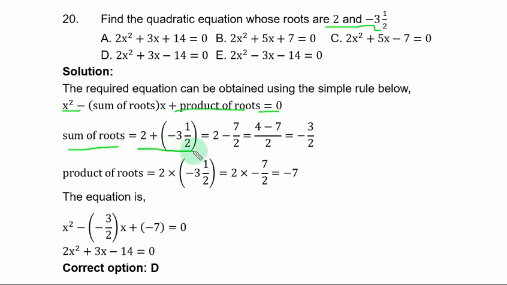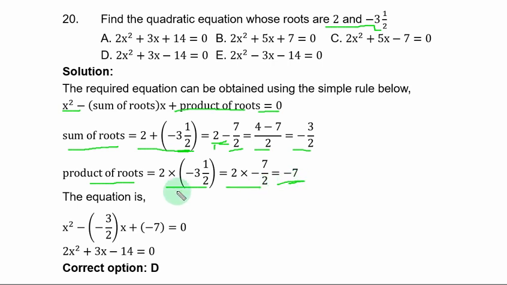So you have 2 plus minus is minus. You convert this mixed fraction to improper fraction. You write this as over 1. If you find the LCM and simplify, you have this, and finally minus 3 over 2. The next thing is to get product of roots. The two roots being multiplied, you have it in this form, and you have minus 7.